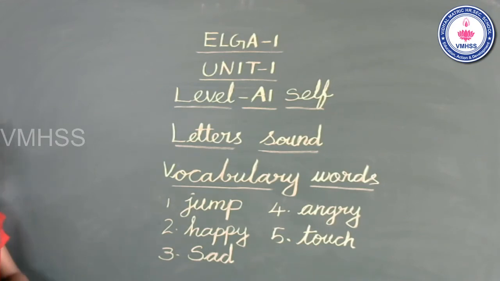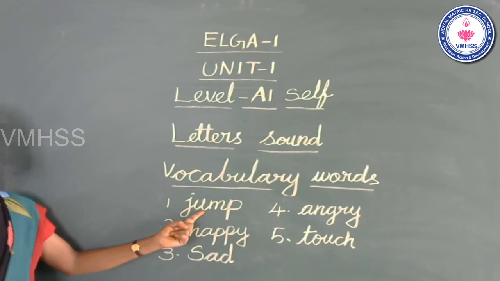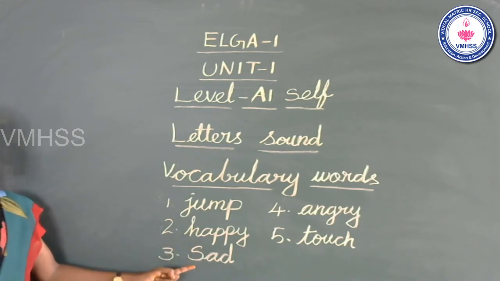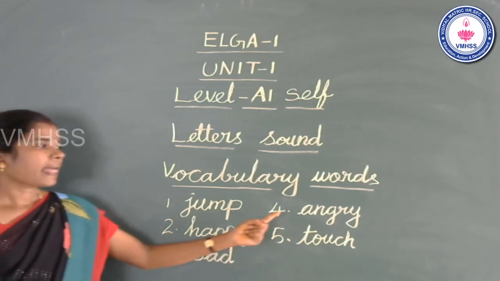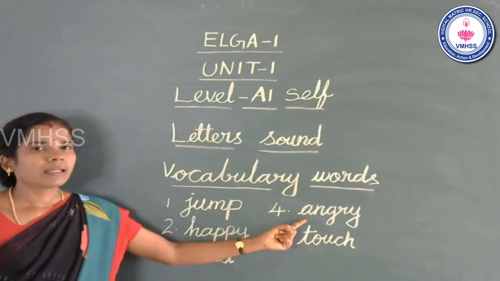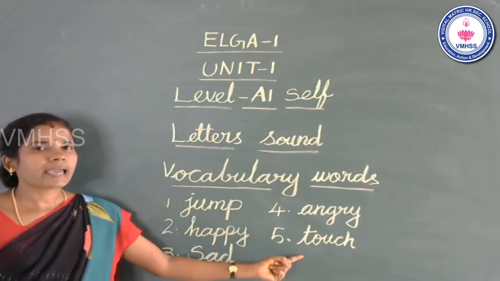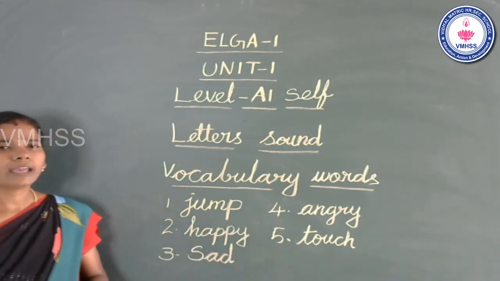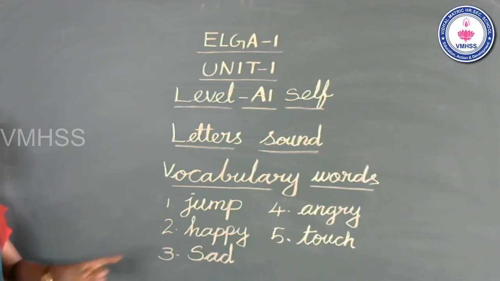Repeat after me. Jump. Repeat once again. Jump. Next, happy. Next one, sad. Next one, angry. Next, touch. Today, 5 vocabulary words learned.